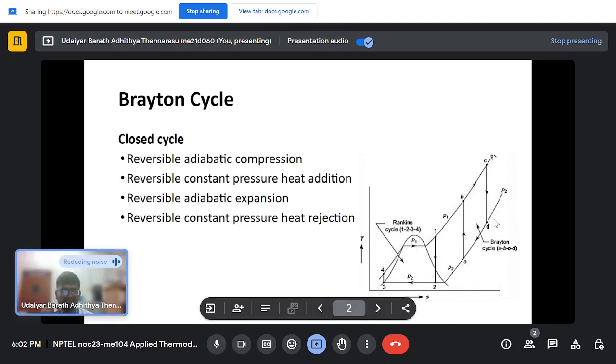The only difference between the two is that the Rankine cycle happens inside the two-phase region, and there is a phase change happening. But the Brayton cycle is a gas power cycle, so the only phase involved is the gas phase. It will be in the superheated region, and in the Brayton cycle we are using air as the working fluid. All four processes remain the same, but the major difference is that in the Rankine cycle there is a phase change occurring during heat addition and heat rejection, while the working fluid is still in the gaseous phase in a Brayton cycle.